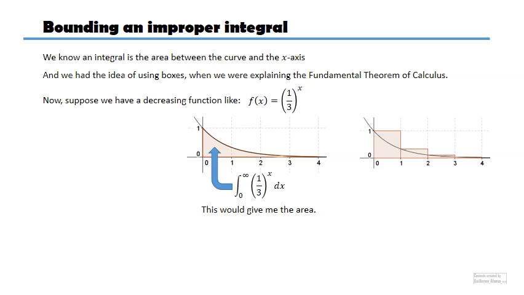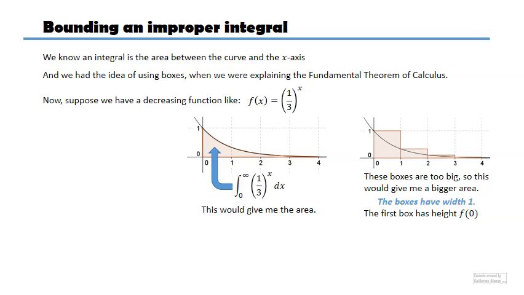So here I have the following boxes, great. And I have to realize, well, these are too big. It's going to give me a bigger area, right? First thing. And the width of each of these boxes is 1. And what is the height? Well, the height is going to be, the first box is going to be f of 0. Second box is going to be f of 1. Third, f of 2, f of 3. So the area of each one of the boxes is 1 times f of 0 plus 1 times f of 1 plus 1 times f of 2, and so forth to infinity. That's a summation. That's the following summation from 0 to infinity of f of k. Or I could just write it directly this way.